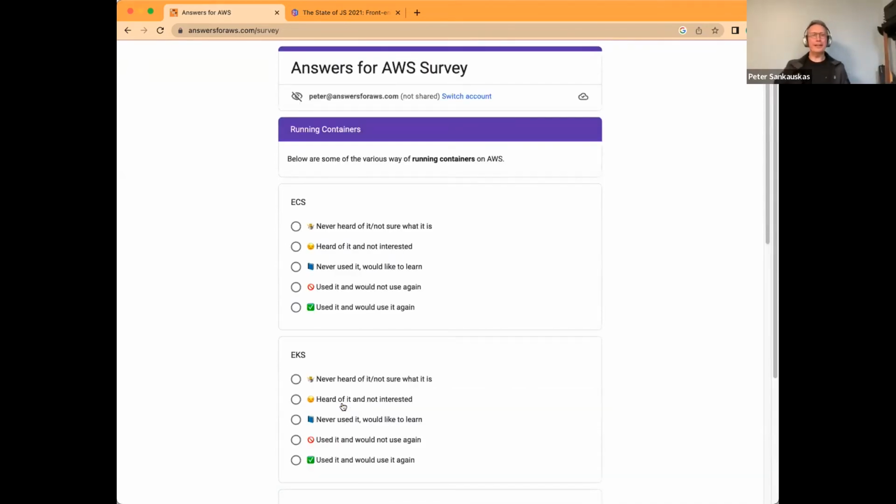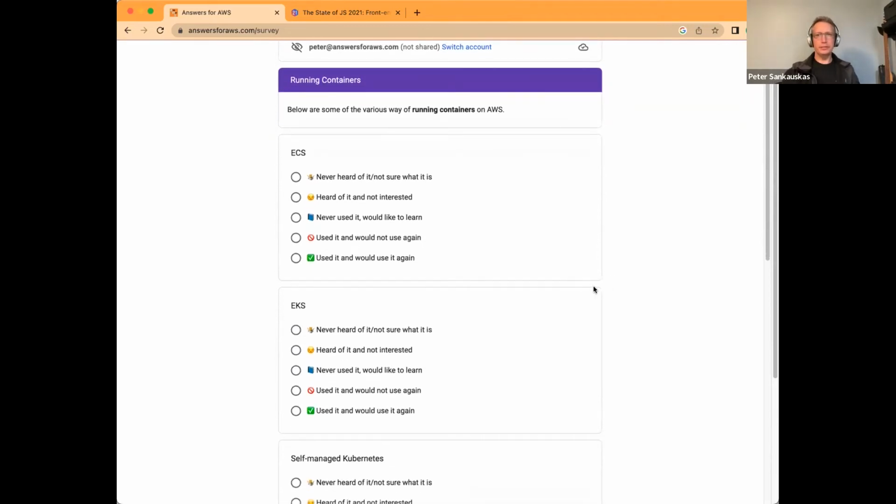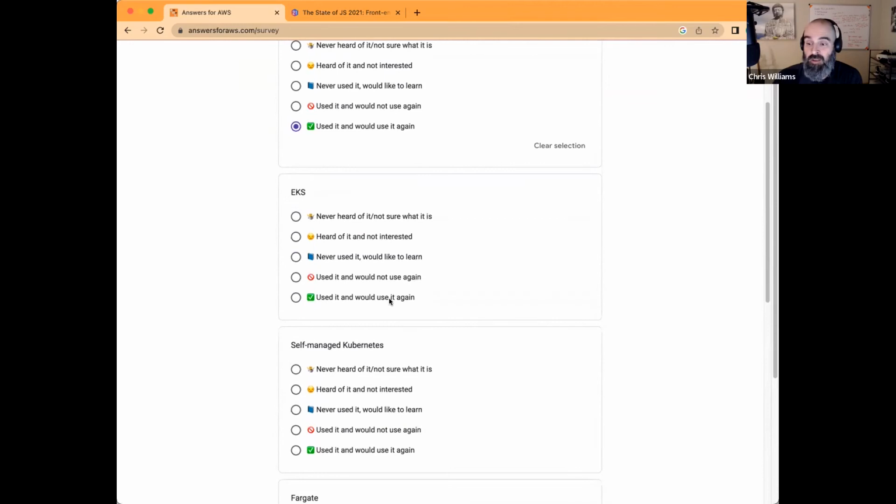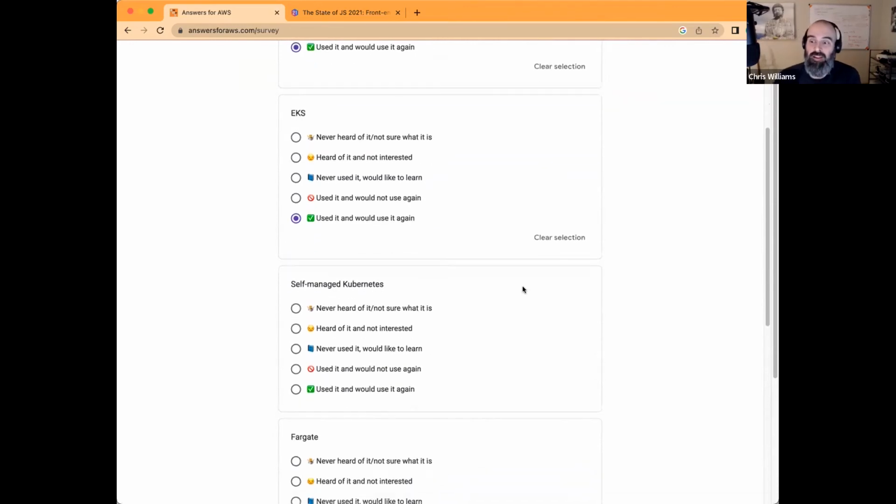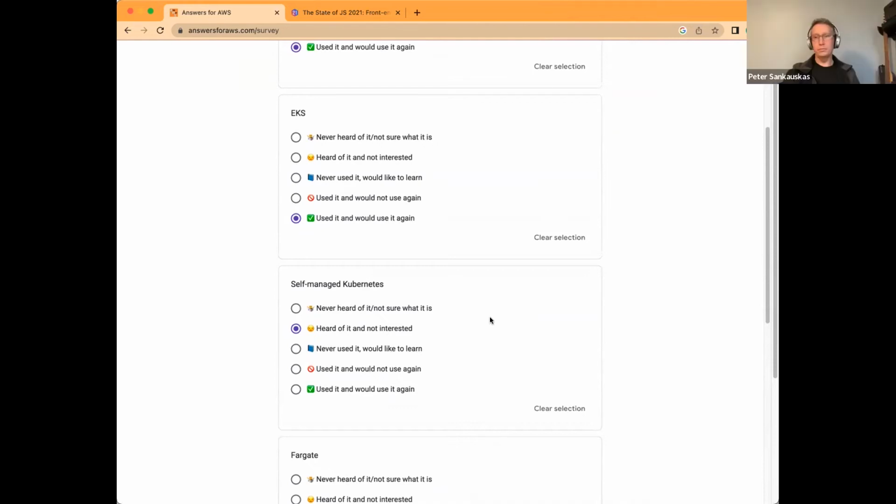All right, running containers. This might be a little bit more for you with the ops side. Yep, let's do this. Okay, so ECS, used it and would use again. EKS, used it and would use again. Self-managed Kubernetes, I've heard of it, but I'm not interested. Not if I'm going to be doing it within Amazon. I don't have enough needs to roll my own in an environment that doesn't want me to be doing that to begin with.